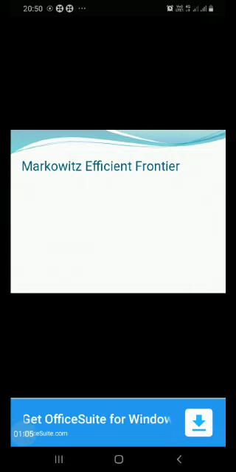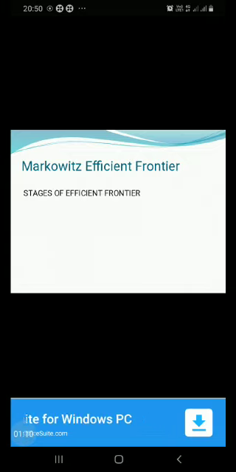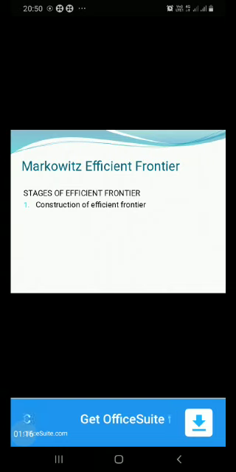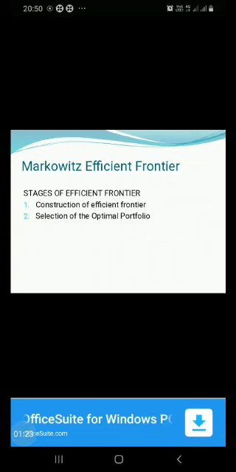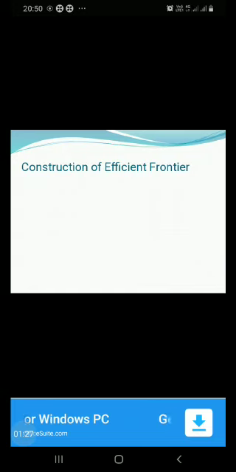Markowitz efficient frontier. There are two stages of efficient frontier. They are: first one, construction of efficient frontier. Second, selection of the optimal portfolio. Construction of efficient frontier.